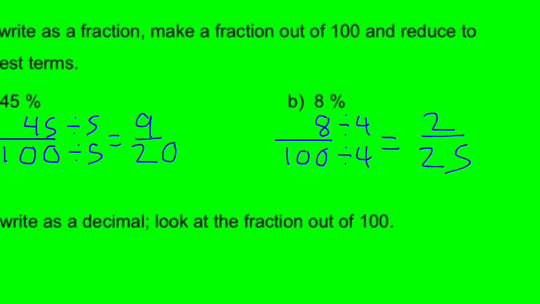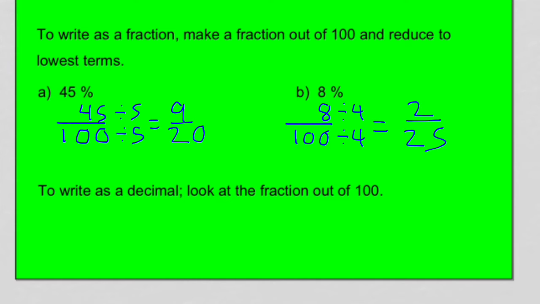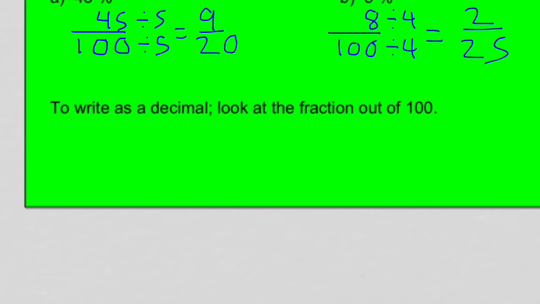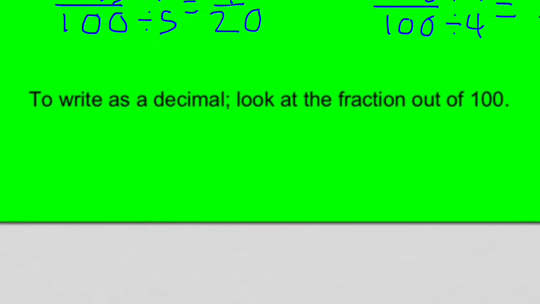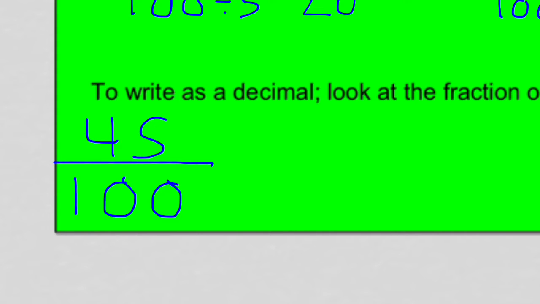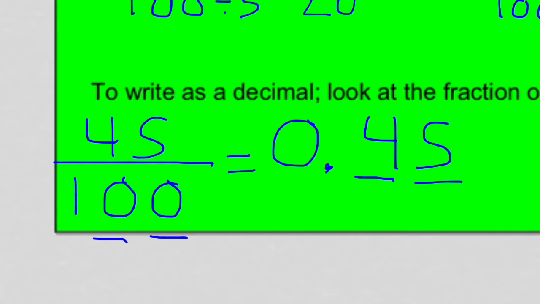So we started off taking percents and making them into fractions. Then we want to take that percent and make it a decimal. The way I explain that is I tell them, to write this as a decimal, look at the fraction out of 100. It will give you all of the clues. So 45 out of 100. The denominator, out of some magnitude of 10, always tells us the number of decimal spots. 100, 2 zeros means 2 decimal spots. And in those decimal spots go 45 and a 0 in front.